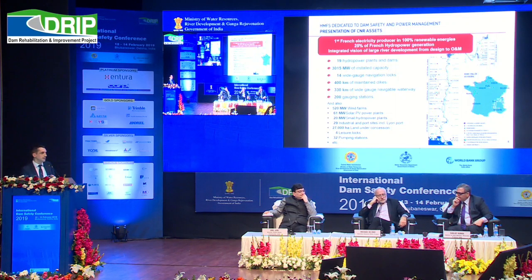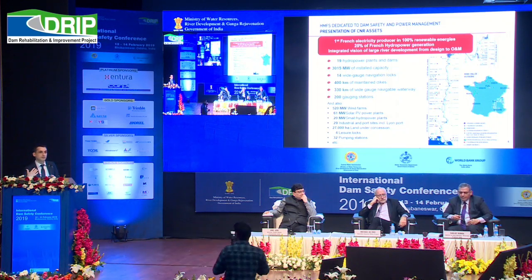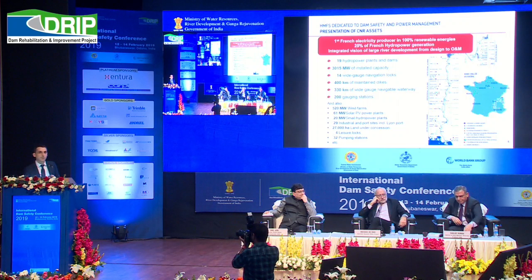And the principle is to develop at the same time, giving the same importance to navigation, irrigation, and hydropower. So we really have multi-purpose projects. And the principle is to use hydropower as a way to maintain our assets and to fund navigation and irrigation. So navigation is for free along the Rhone River thanks to hydropower generation.